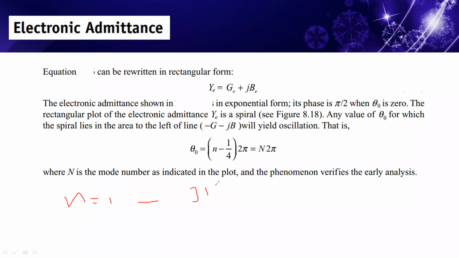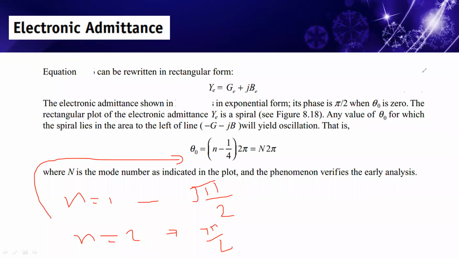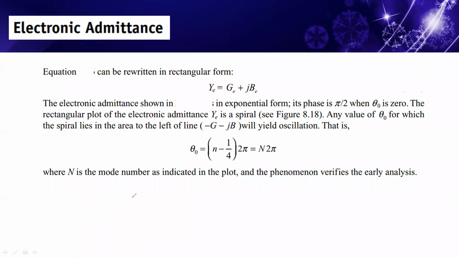3 pi by 2. For n equal to 2, in this answer, same in this plot. For n equal to 2, what is the answer? Yes, 7 pi by 2. So n equal to 1 is the first mode number, n equal to 2 is the next. Now plot.